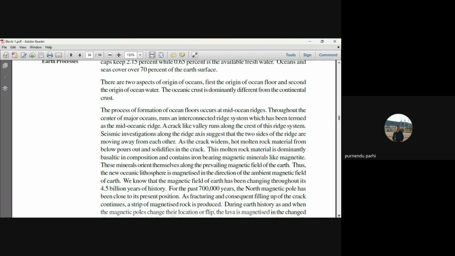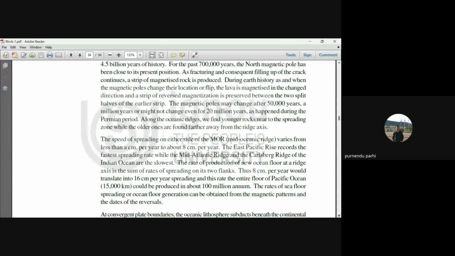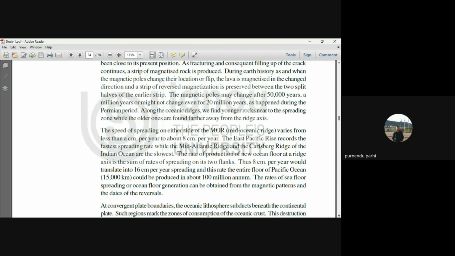For the past 7 lakh years, the north magnetic pole has been close to its present position. The speed of spreading of either side of the mid-oceanic ridge varies from less than a centimeter per year to about 8 centimeter per year. The East Pacific rise records the fastest spreading rate, while the mid-Atlantic ridge and the Carlsberg ridge of the Indian Ocean are the slowest.